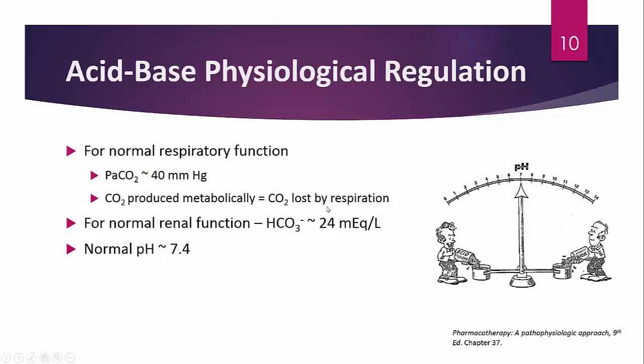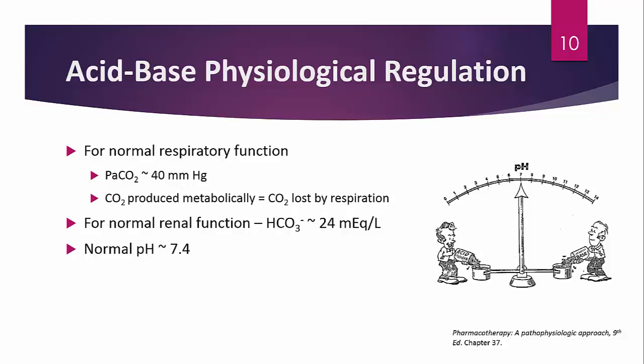To follow up on our talk about physiological regulation of acid-base disorders, for normal respiratory function we typically see patients have a PaCO2, or some people might call it pCO2. You might see throughout this presentation that PaCO2 and pCO2 are used interchangeably. They're the same thing. This pCO2 level is around 40 millimeters of mercury, representing carbon dioxide that's produced metabolically, as well as carbon dioxide that's lost due to respiration. The carbon dioxide produced metabolically is a result of all of the different biochemistry pathways that we see.